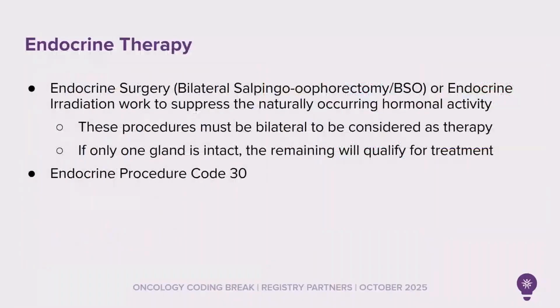Endocrine surgery with a bilateral salpingo-oophorectomy, or BSO, or endocrine irradiation work to suppress the naturally occurring hormonal activity. These procedures must be bilateral to be considered as treatment. If only one gland is intact, the remaining will qualify for treatment. An endocrine procedure is assigned as code 30 for STORE and SEER.